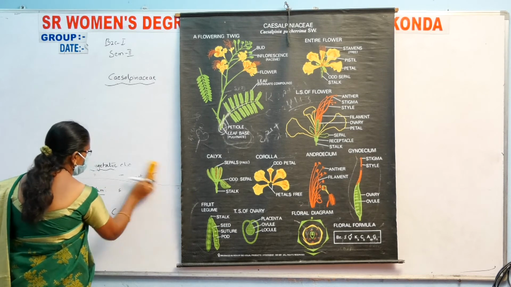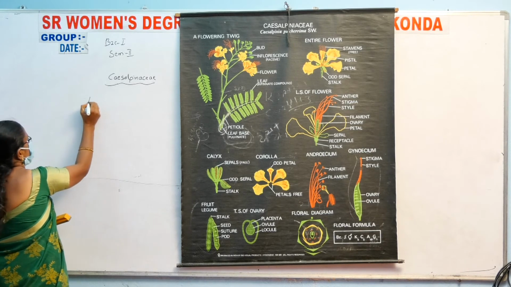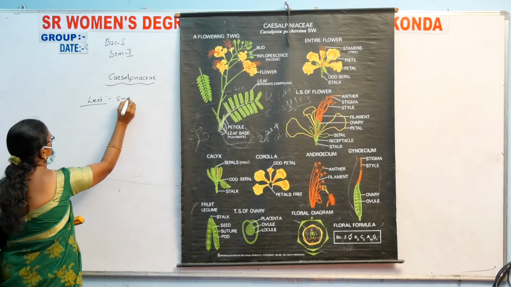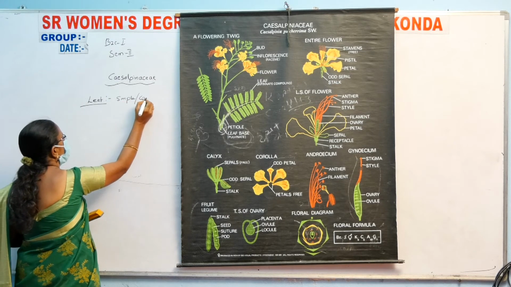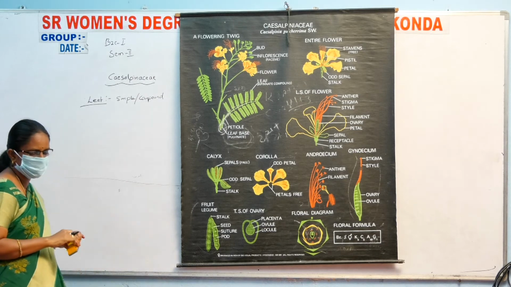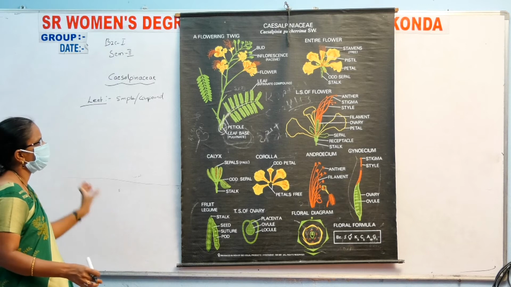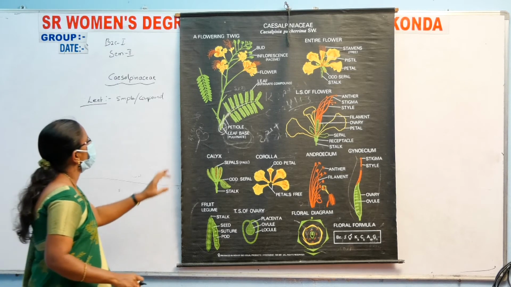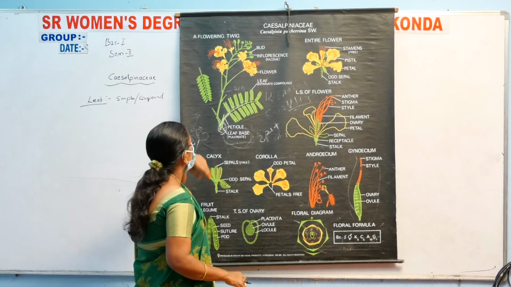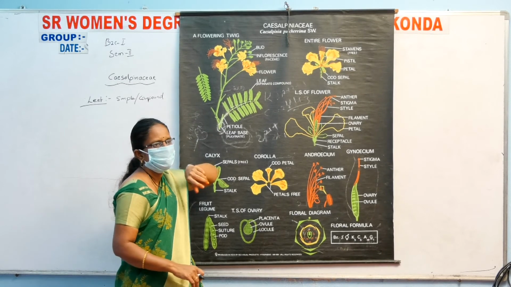Leaf is simple or compound leaf. Normally in some types of plants, simple leaves are present, and the compound leaves. This is one example of compound leaves, Caesalpinia pulicherma. This is the bipinnately compound leaf.